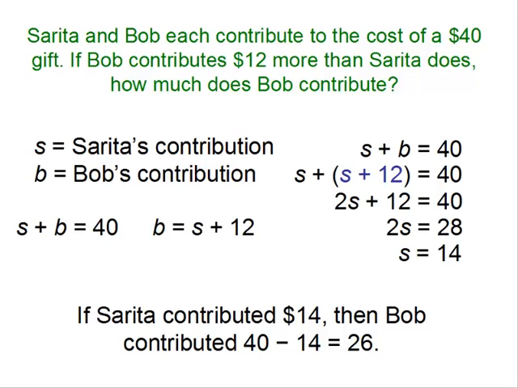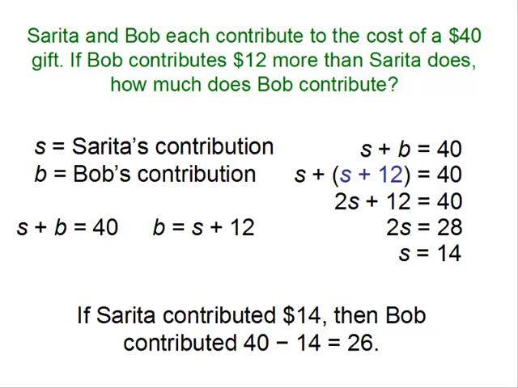S and B makes it easier to keep track of who's who. And Sarita and Bob each contribute to the cost of a $40 gift. Stop there. Don't try to process all of the words at once. Just go sentence by sentence or clause by clause. Okay, so S plus B equals 40. Write that down and then read the next part.